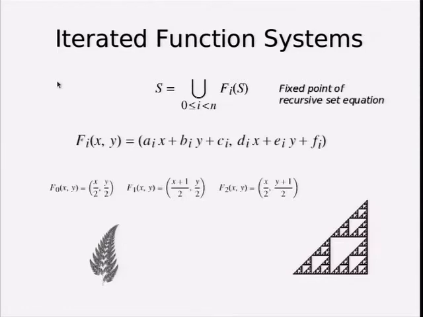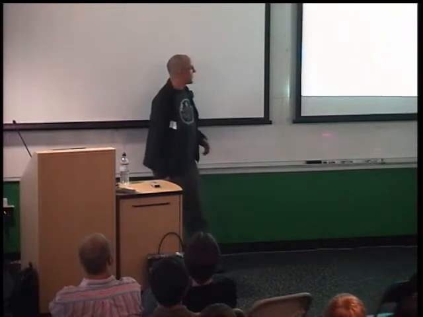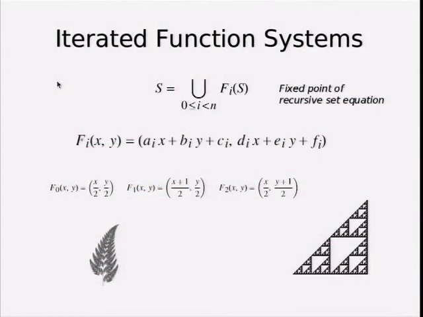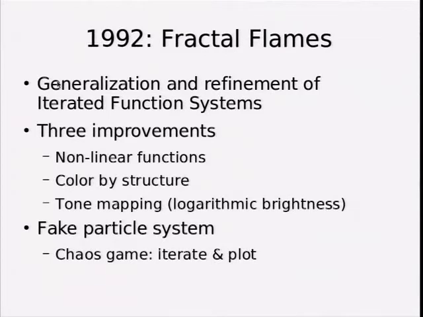People were amazed that a natural-looking image, like a fern leaf, could be defined or produced or modeled with a couple of matrices. But that's the magic of fractals. So that's sort of where we started. In 1992, I was working to create better visualizations of this kind of process, and so I made 3 improvements to iterated function systems.